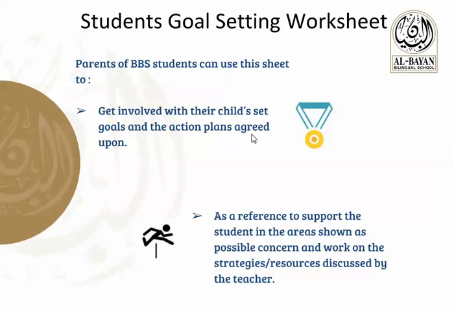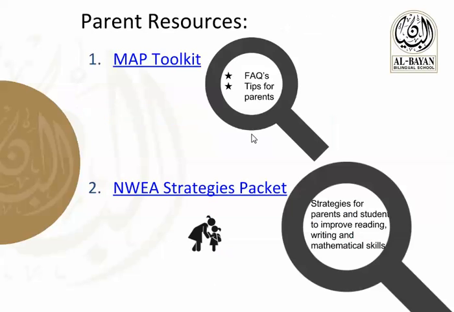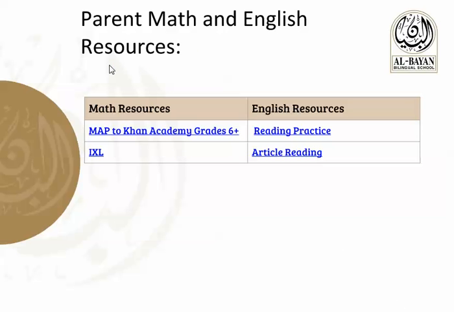As parents, you might want to use this sheet as a reference to look at your child's growth from term to term. You may also use this sheet to support your child in the areas shown as possible concern and work on strategies or resources as advised by the teacher. More resources are found on the BBS website under Measures of Academic Progress and Parent Resources. Additionally, you may ask your child's teacher for grade-specific resources in English and math.